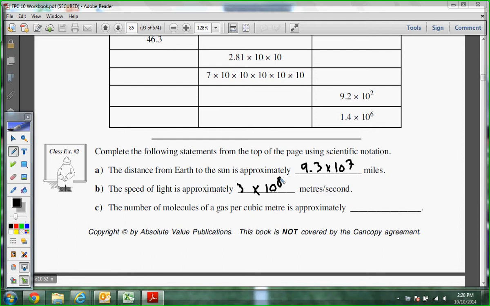Okay, the number of molecules of gas per cubic meter is approximately 2.7 times 10 to the, what is it? 19th. Good job, Chris. Yeah, quintillion.